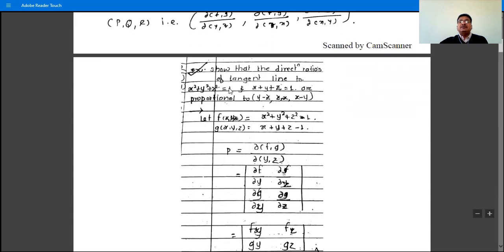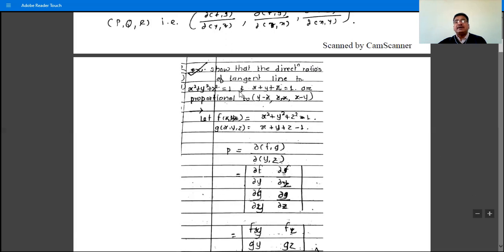So the question is: show that the direction ratios of the tangent line or tangent vector to the curve represented by these two equations, x² + y² + z² = 1 and x + y + z = 1. These are two surfaces, and their intersection gives a curve, and we have to find the direction ratios of the tangent to the curve.